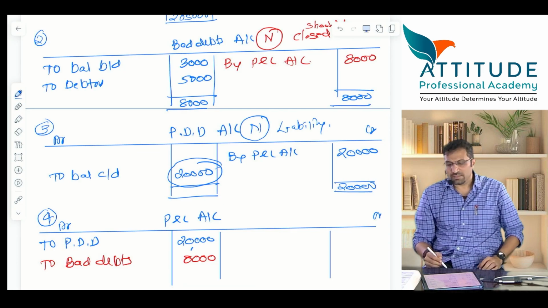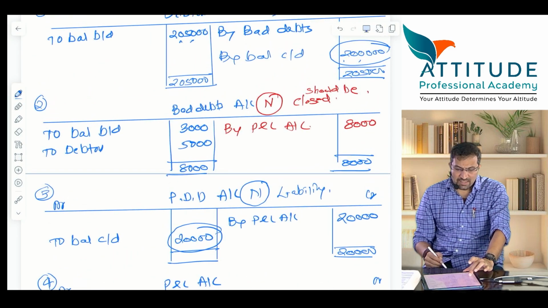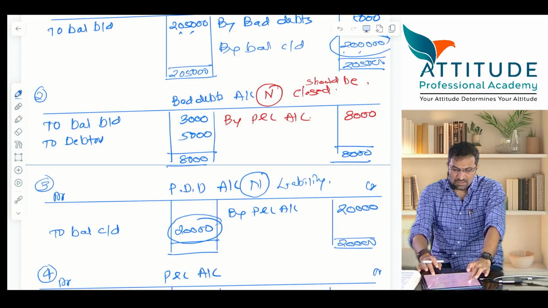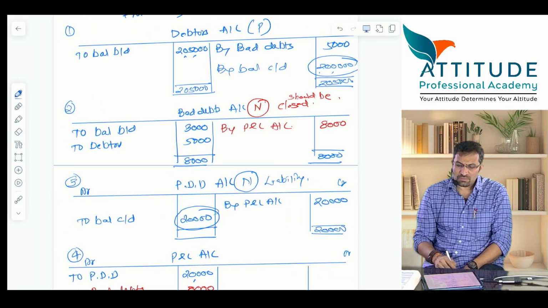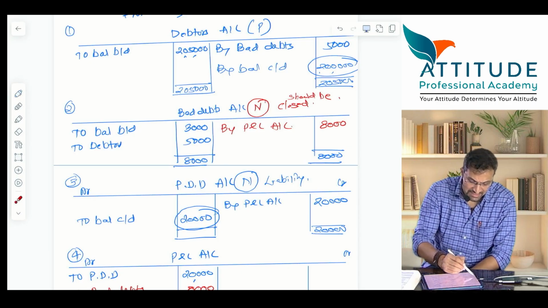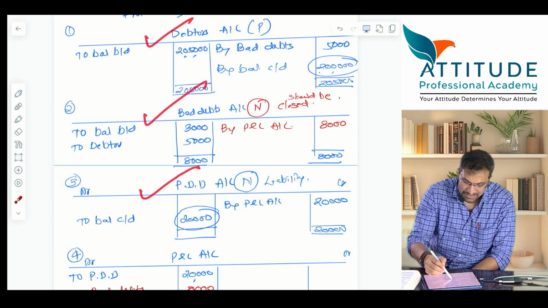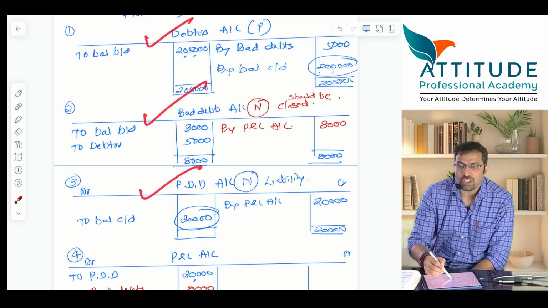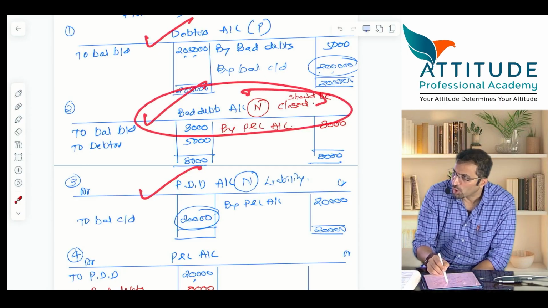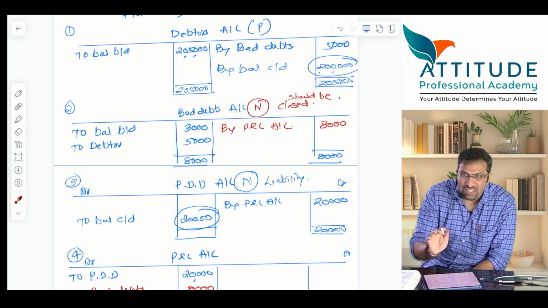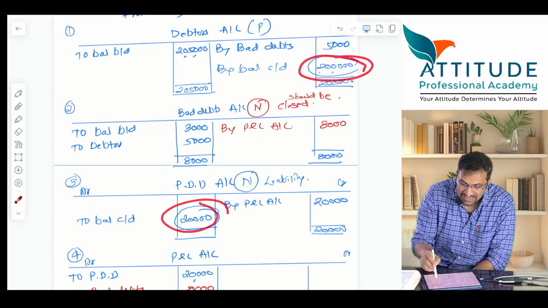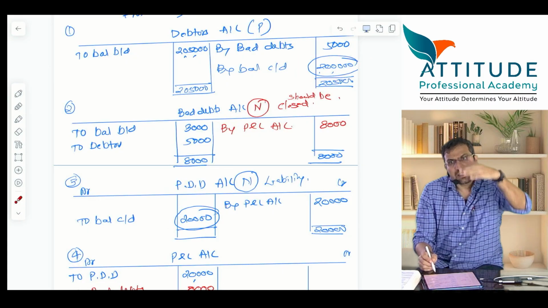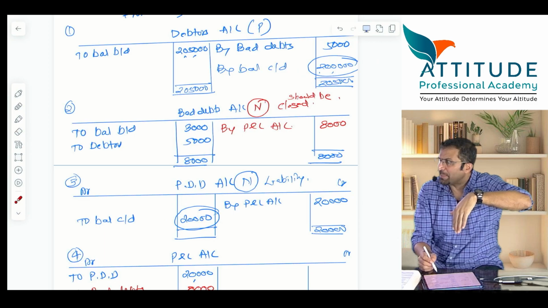Now tell me guys, out of these 3 accounts, debtors, bad debts and PDD, how many accounts are closed? I am asking you a question. Please open your mouth and answer. How many accounts are closed? Only 1 account is getting closed. Other 2 accounts are not getting closed. They are getting balanced. Steps, I have already told you the steps. Forgot.